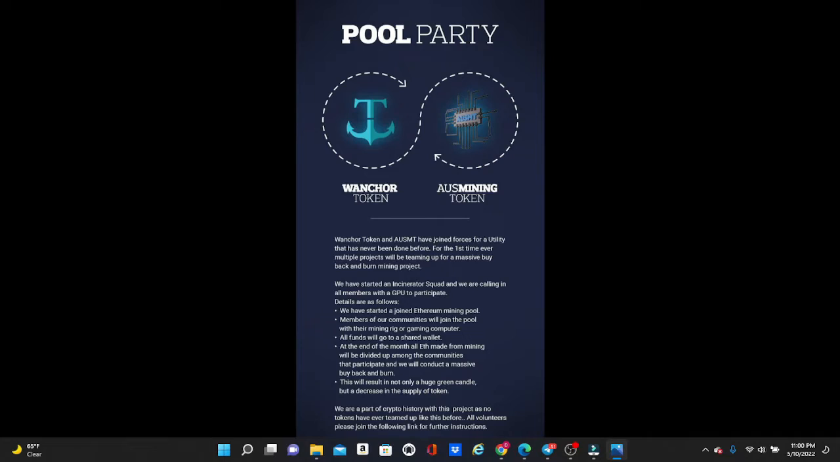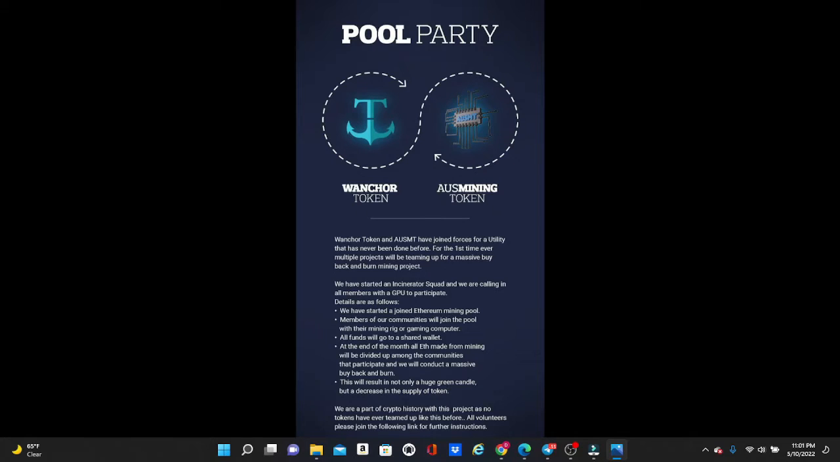create a single utility. And what is going to happen with this is there's going to be up to four projects that'll be teaming up for a massive buyback and burn mining project. So Wanchor token and Aussie mining token have started this pool party, and they started something called an incinerator squad. And what they're calling for is all members with GPUs to participate within their communities. So what's going to happen is Wanchor token, Aussie mining token, and two other projects that will be named shortly are going to be joining, and they've actually started this, a joined Ethereum mining pool.